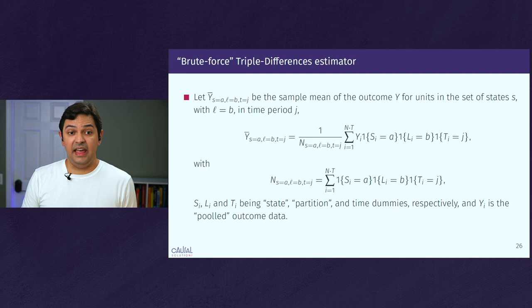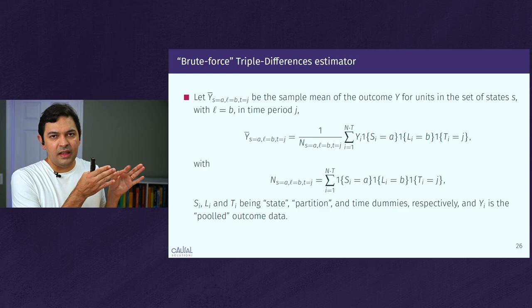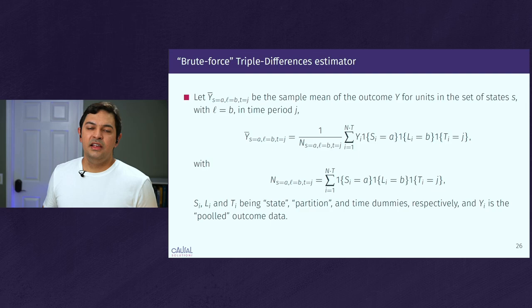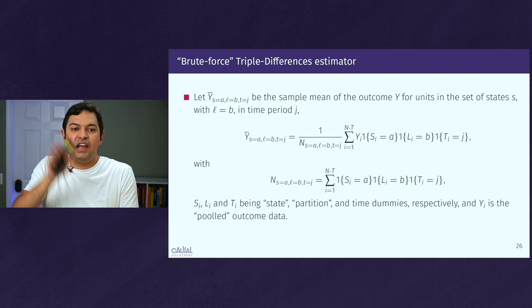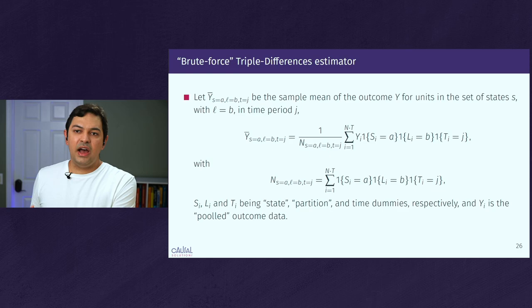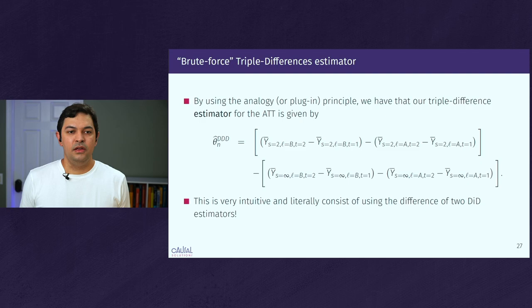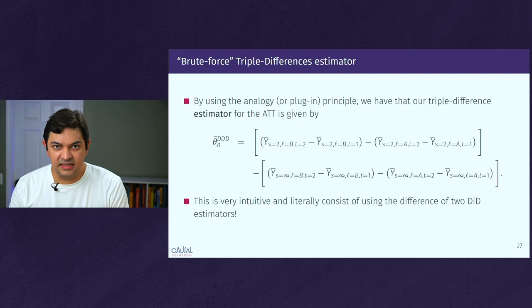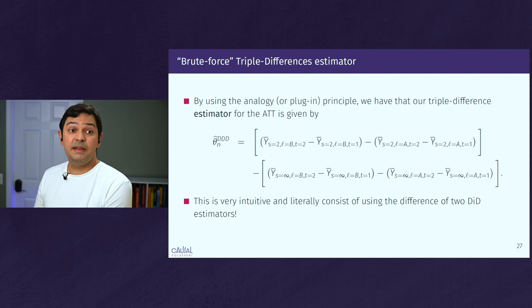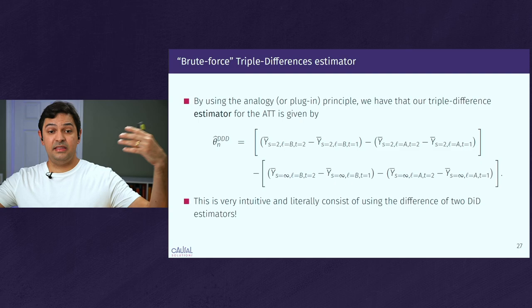Once I fix little s to A, little l to B, and little t to J, I filter the data among these categories, and I compute a sample mean. That's what Y bar is: the sample mean of the outcome Y for a unit in the set of state S with L equals to B in period J. So the intuition, and the obvious estimator that builds on our identification results, is what I call the triple difference brute force estimator, which is just replacing population expectations with the sample analogs.